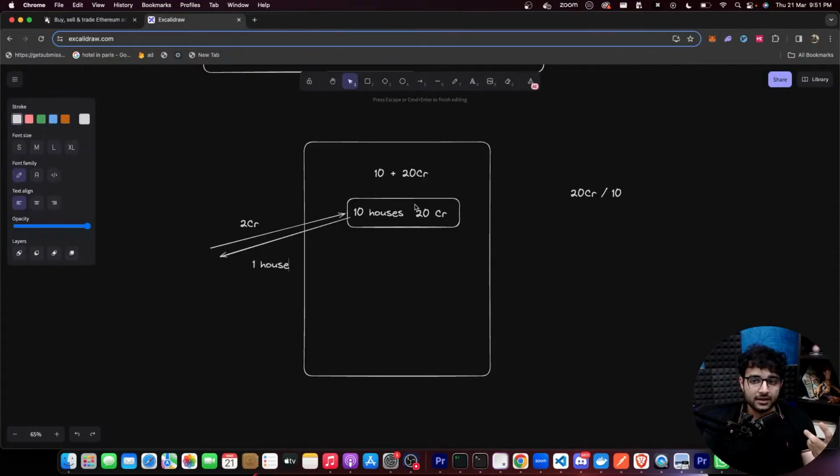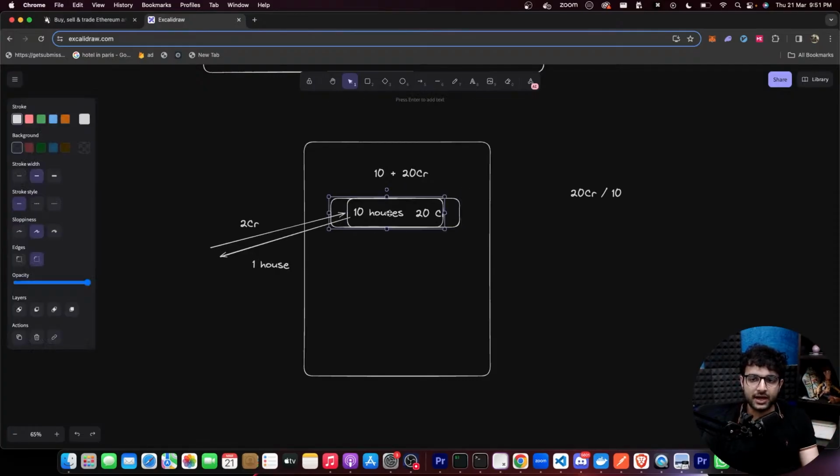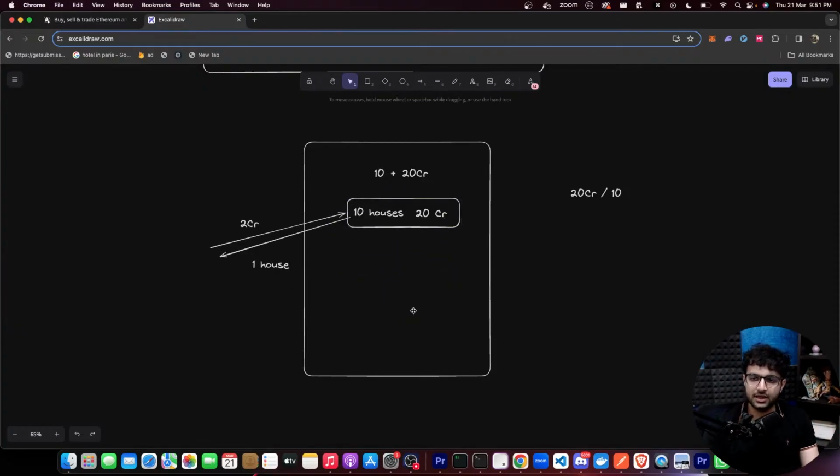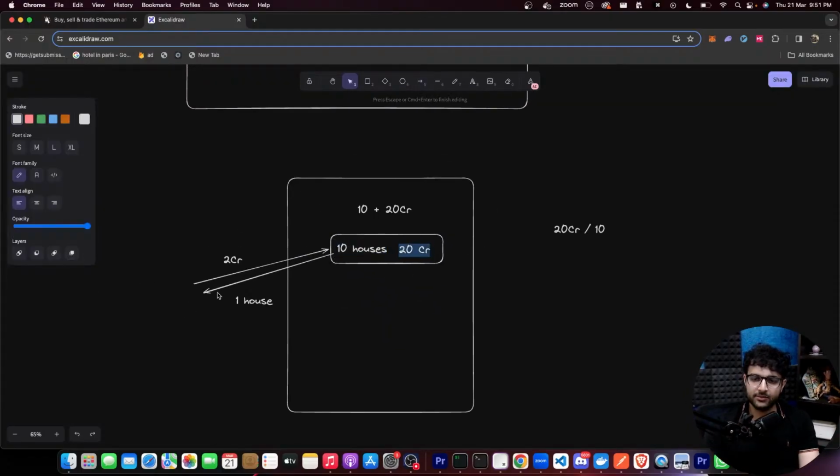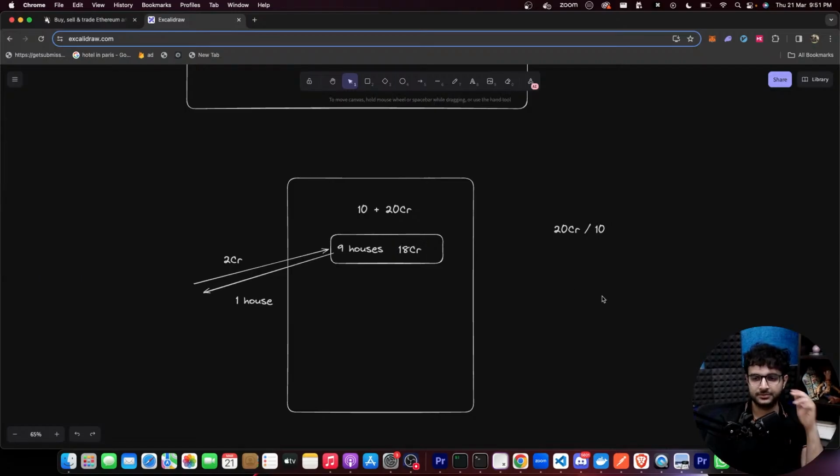If they do that, what does the pool become after that request? Initially the big owner, the mota guy, put 10 houses and 20 CR in a pool, basically in a bank, let's say, and some person gave 2 CR and took a house. What did this become? It became 9 houses and 18 CR.